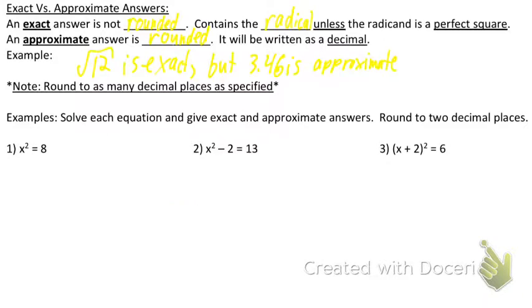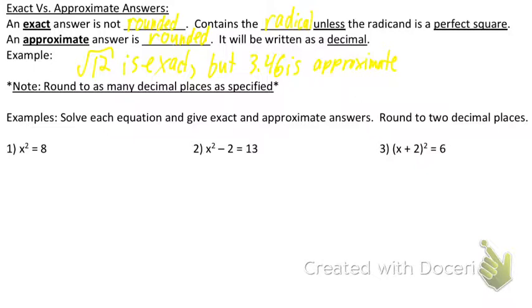So once again, guys, an exact answer is not rounded. It contains the radical unless the radicand is a perfect square like we saw earlier. An approximate answer is going to be rounded and it'll be written as a decimal. So we said the square root of 12, it's not a perfect square. So that is exact because it's exactly that.